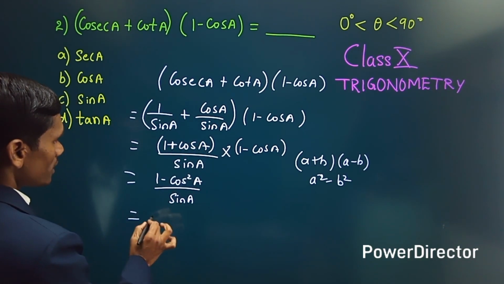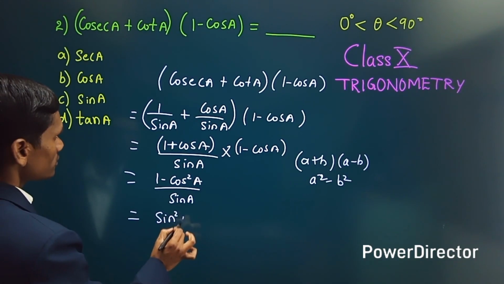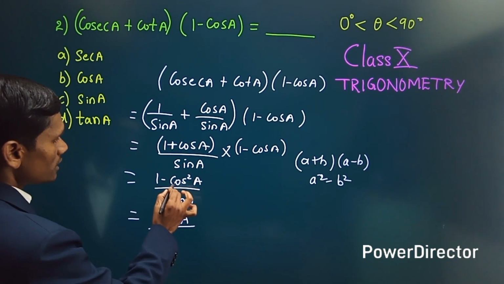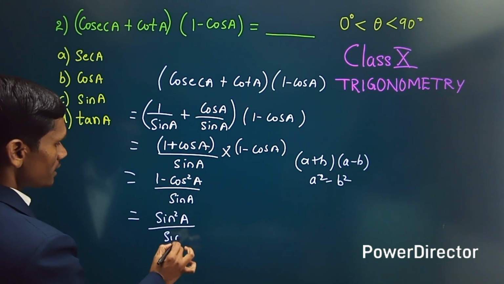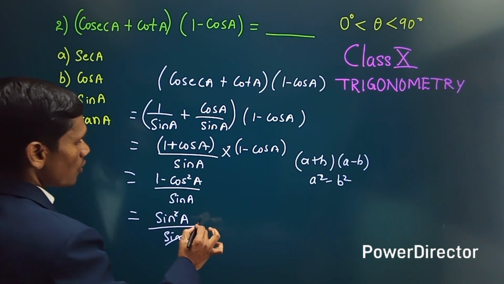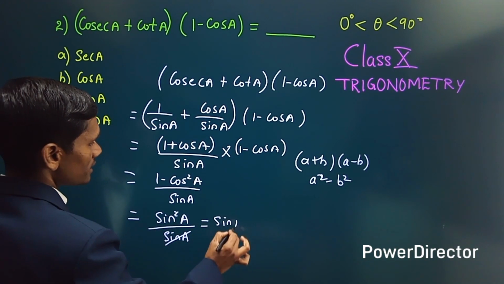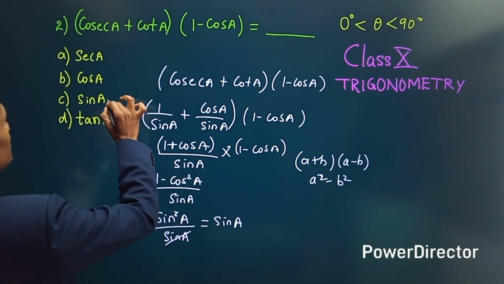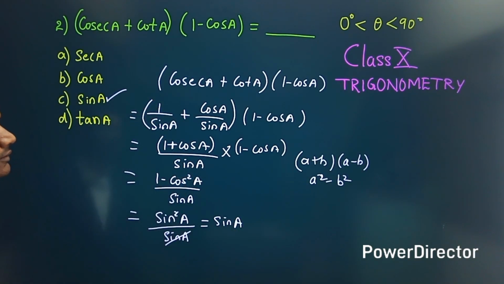Now 1 minus cos square A means what? Sin square A, right? This is sin square A divided by sin A. So what happens here? One sin A gets cancelled. What remains? Sin A remains. So option C is the right answer for this.